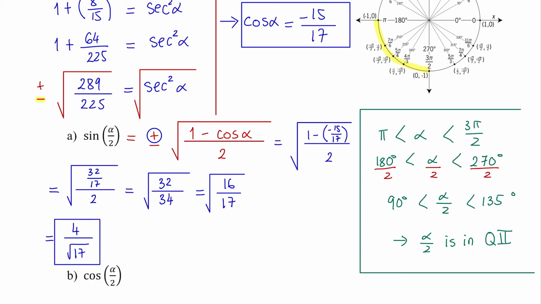This is your answer. However, if the homework asks you to rationalize the denominator, that means they don't want to have the square root in the denominator, you will have to multiply top and bottom by the square root of 17 to have 4 times square root of 17 over 17. These both are correct answers. It just depends on how they want to see the answer. If they want you to rationalize the denominator, then this is what they want.